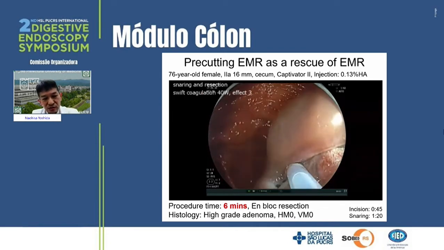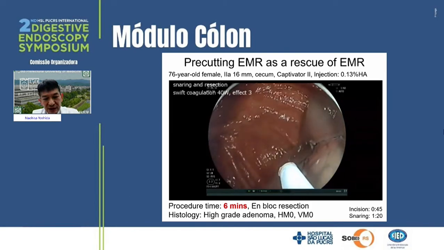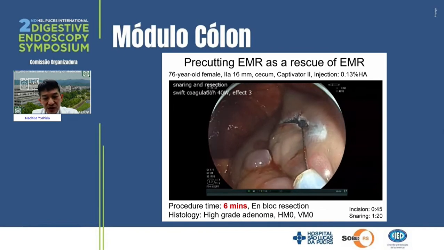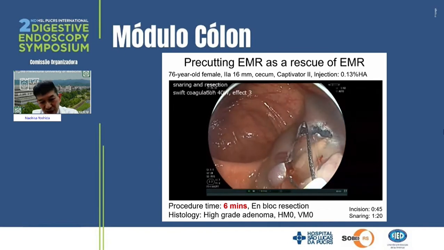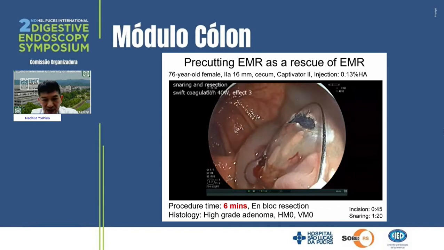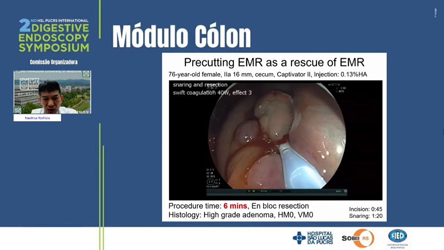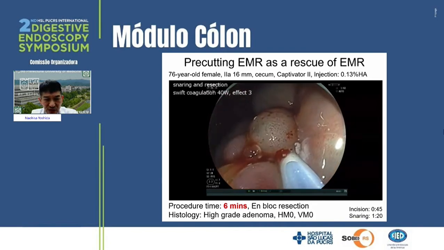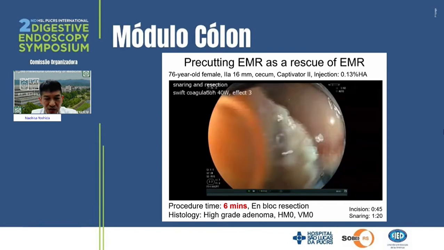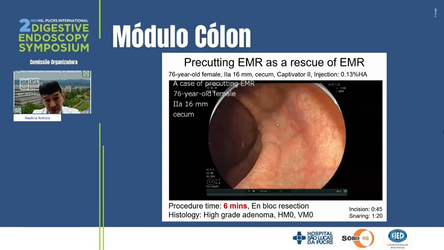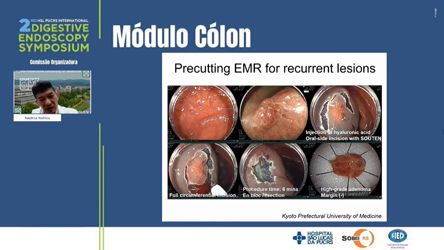So I think precutting EMR can be used as a rescue of EMR when the elevation is not achieved enough, or the tumor's location is not good for doing regular snaring. Unfortunately, in this case, envelope dissection was achieved like that. And precutting EMR is also useful for recurrent lesions like that.